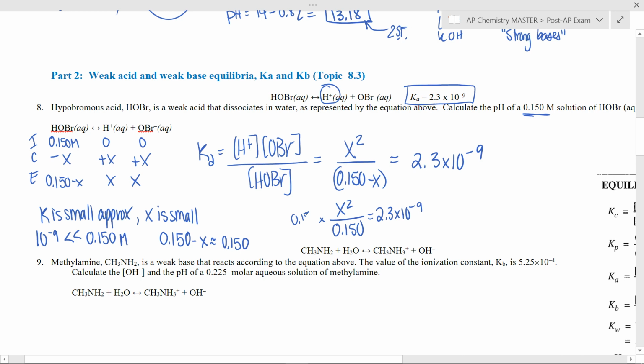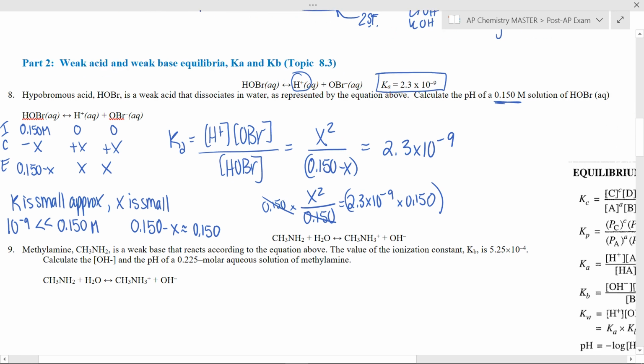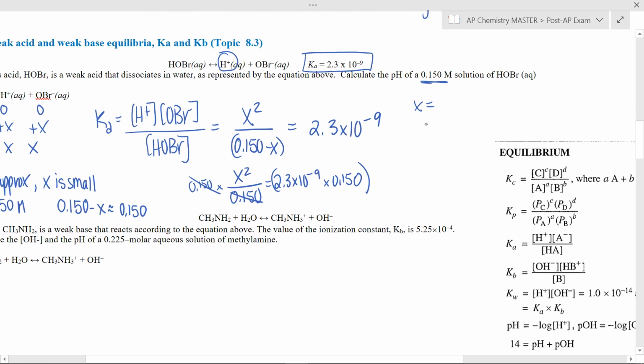So I'm going to multiply both sides by 0.15. I'm going to walk through the algebra on this one just in case we want a little review of that. And then to find X there, I'm going to move up this way. X is going to be the square root of 2.3 times 10 to the negative 9 times 0.15. And I'm doing this along with you, so I'm plugging in my calculator. This is an example of math that I would not expect you to be able to do in your head. This would not be something that would show up on the multiple choice. This would be a free response problem where you'd have a calculator.